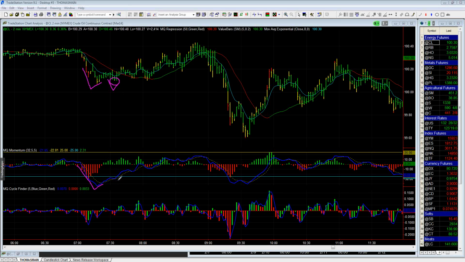And then you look down at your momentum. You have a significantly higher low on your momentum on the second low compared to that on your first low. So you see your indicator line on momentum is much higher. Your histogram on momentum is much higher. So this is a buy.